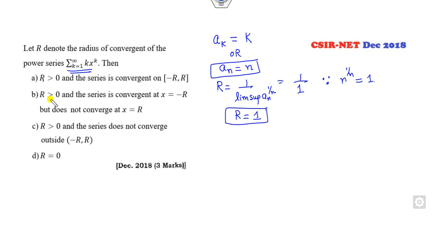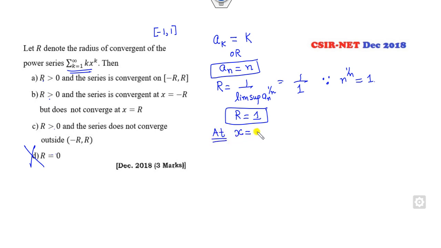So R is greater than 0, all are satisfied. R is not 0, so cancel that out, because R is 1. The series is convergent on this. So what is the meaning of that? The series is convergent on the open interval here. So I will check the boundary points.